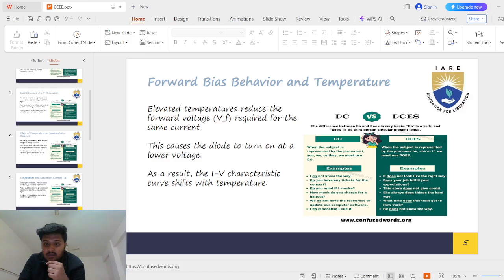Forward bias behavior and temperature. In simpler words, when the temperature goes up, a diode needs less voltage to allow the same amount of current to flow. So it starts conducting, turning on earlier or at a lower voltage.